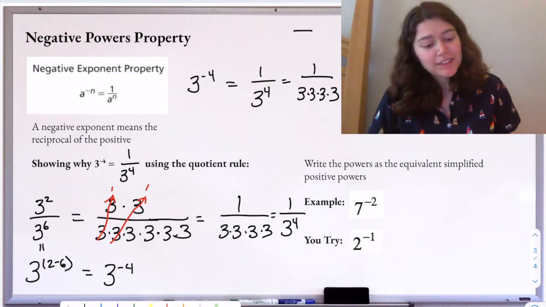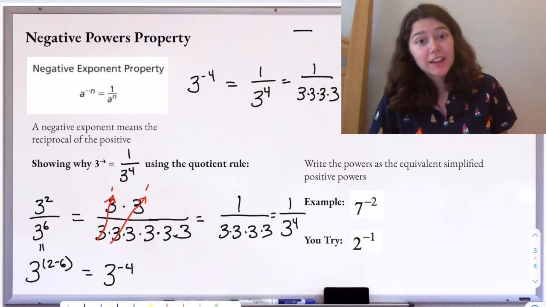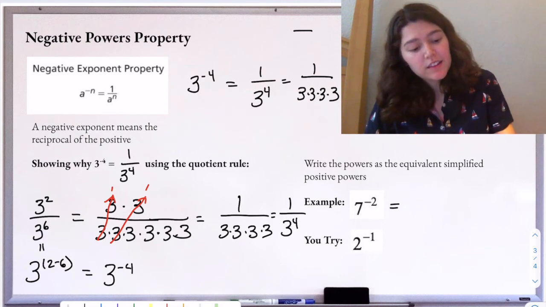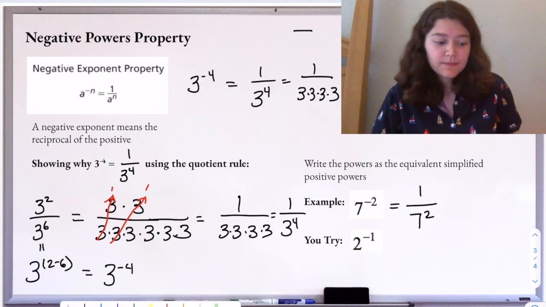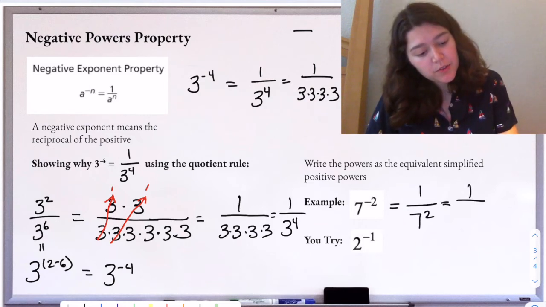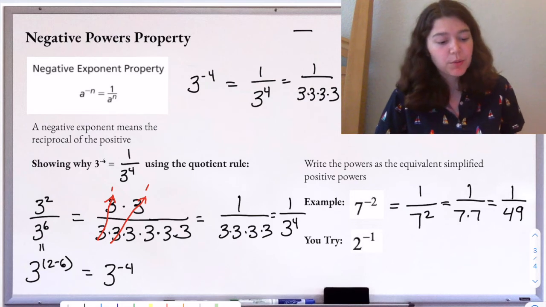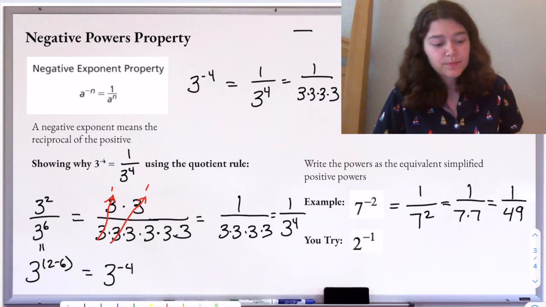So here I have 7 to the power of negative 2. That is going to be equal to, again, the reciprocal of the positive. Thus, it is equal to 1 over, or divided by, 7 to the power of 2. Okay, and that is equal to 1 divided by 7 times 7, which is 1/49, if we want to find the value of it. Awesome.